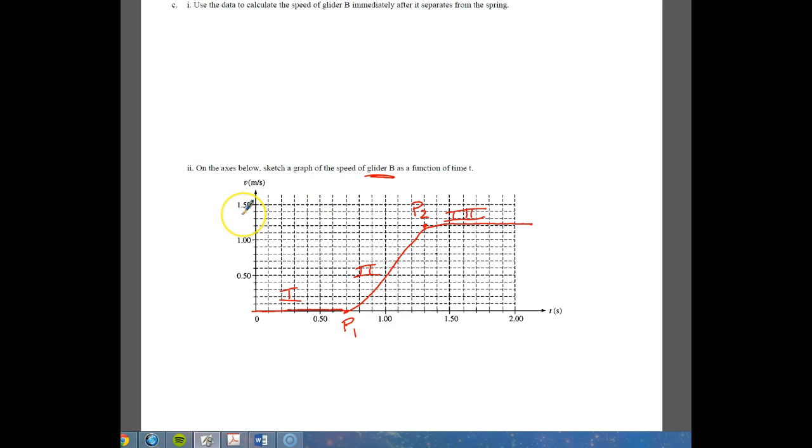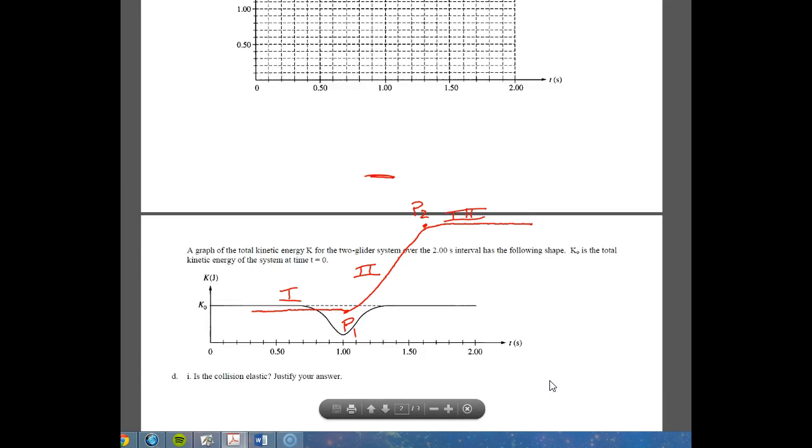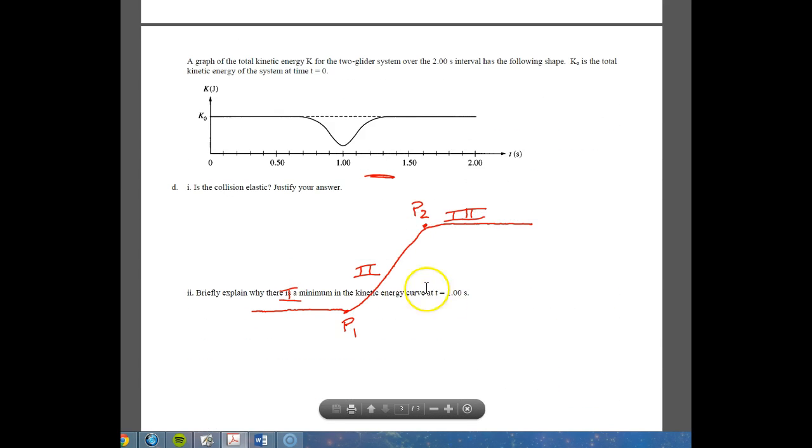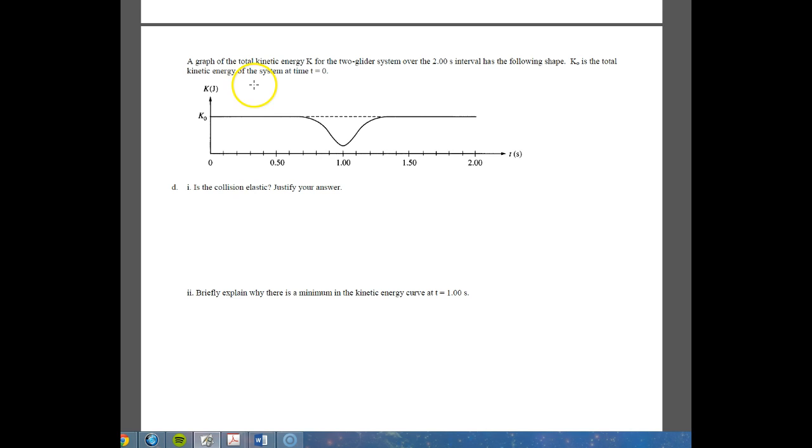So now we're done with part 2 of this problem, and we can go ahead and look at letter D. For letter D, it says a sketch of the total kinetic energy of the two glider system over the 2-second interval has the following shape. K0 is the original kinetic energy of the system at time equals 0. So they want to know, is this collision elastic? And obviously we already said it was, so we're going to say yes. But they want us to justify our answer.